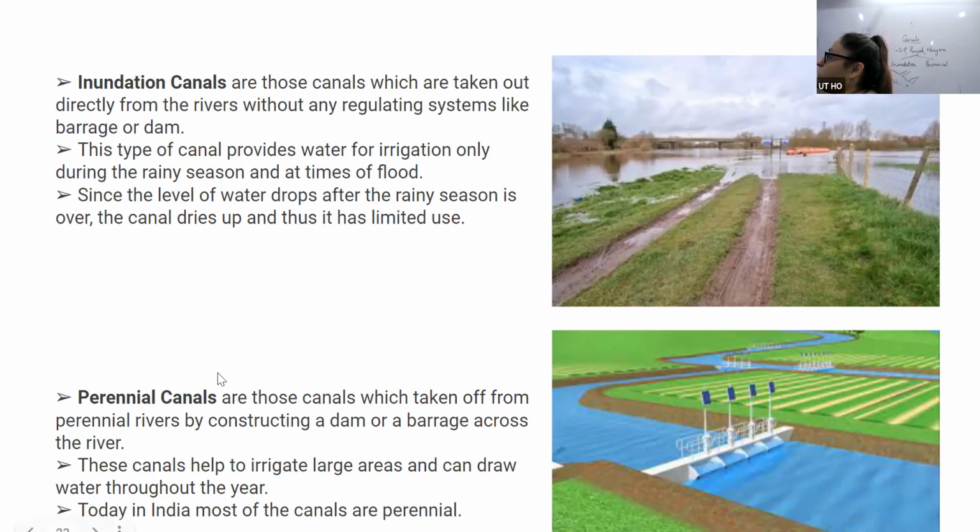Now perennial canals, the second point: these canals help to irrigate large areas, okay, and can draw water throughout the year. The name itself suggests perennial. Today in India, most of the canals are perennial. So between inundation and perennial canals, perennial canals are better and more important and more reliable.